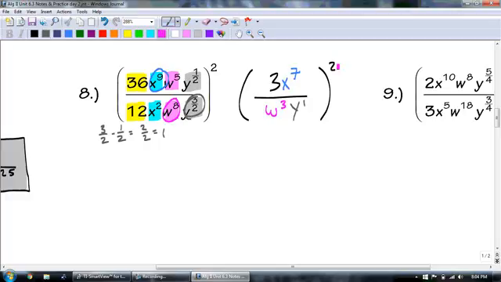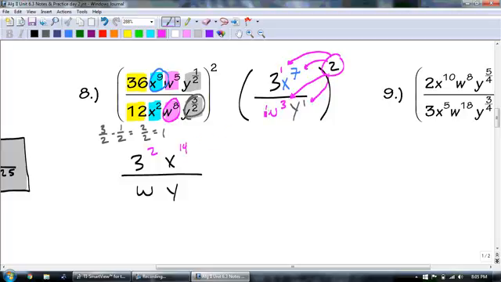Okay, so I want to distribute this 2 to everything. I'm just trying to reinforce it goes to everything. Okay, so 3, the x, the w, and the y. 1 times 2 is 2. 7 times 2 is 14. 3 times 2 is 6. And 1 times 2 is 2. And the only thing that I can simplify is the 3 squared. And that gives us 9x to the 14th, w to the 6th, y squared.